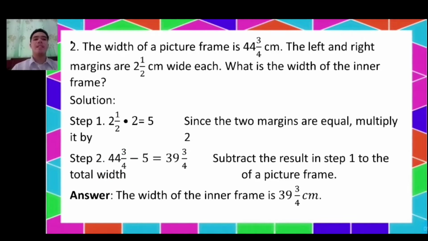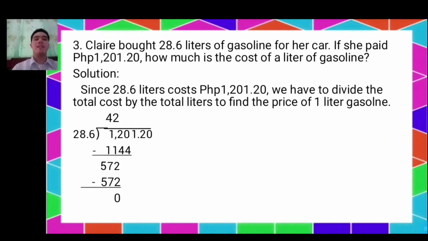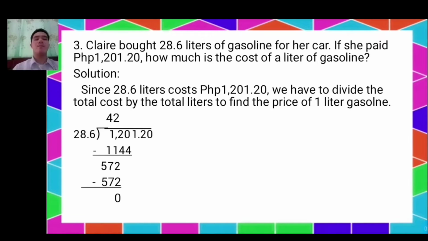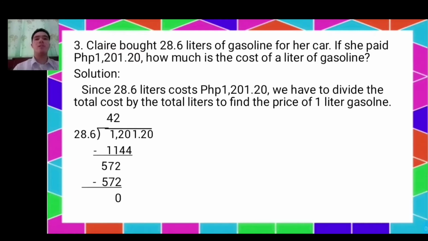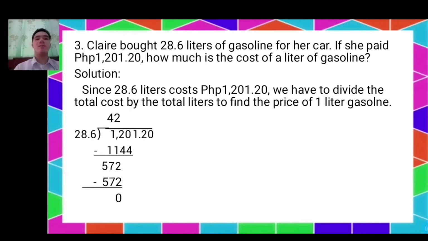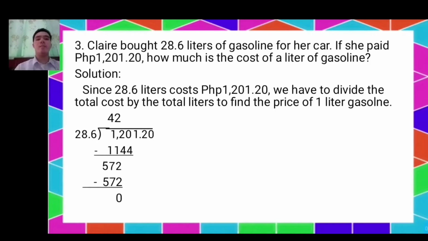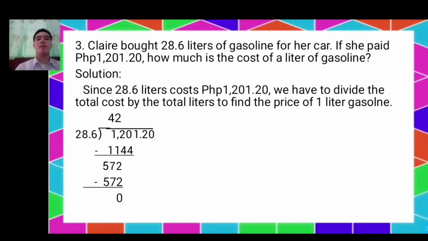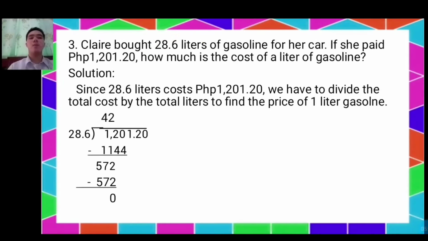Okay? Next question. Claire bought 28.6 liters of gasoline for her car. If she paid 1,201.20 pesos, how much is the cost of a liter of gasoline? So we have to find the cost of 1 liter of gasoline since Claire bought 28.6 liters of gasoline.